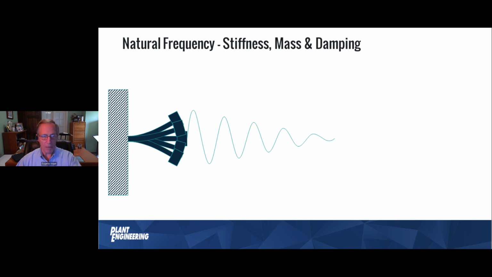So take a bar and a hammer like that, and I give it a whack. It's going to vibrate back and forth at some frequency, and eventually that vibration will dissipate, as symbolized or shown by the waveform. That's a natural frequency. You just strike something, it rings at its natural frequency. Natural frequencies are determined by stiffness, mass, and damping.